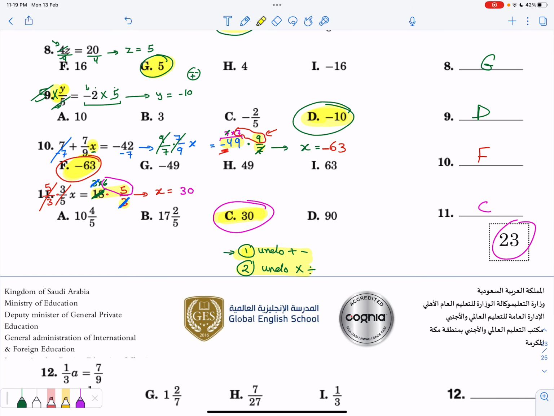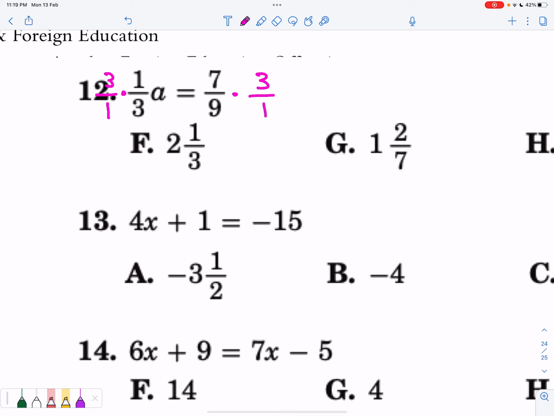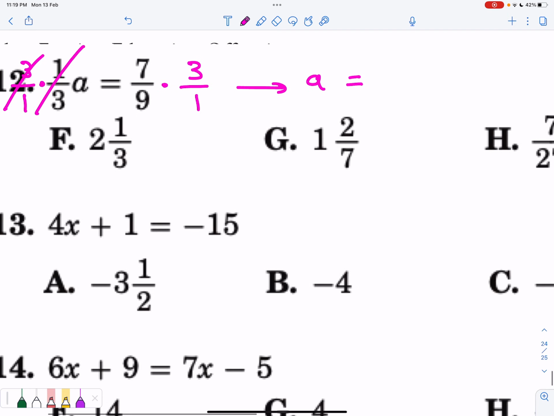Okay. Let's do number 12 now. 1 over 3a is equal to 7 over 9. Now again, because the variable is multiplied by a fraction, you need to multiply it by the inverse. So you will multiply both sides by 3 over 1, by 3 over 1. Okay, now you can cross these with these. You just have the a left equals. Now you need to multiply 7 by 3, then divide that over the 9.